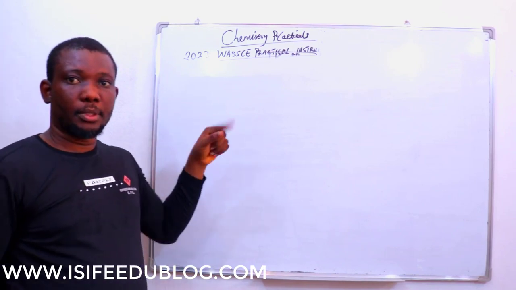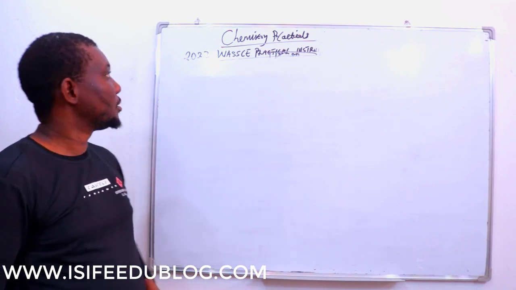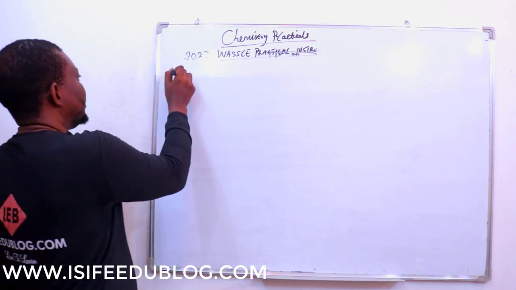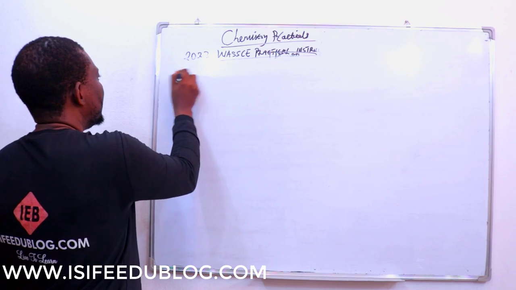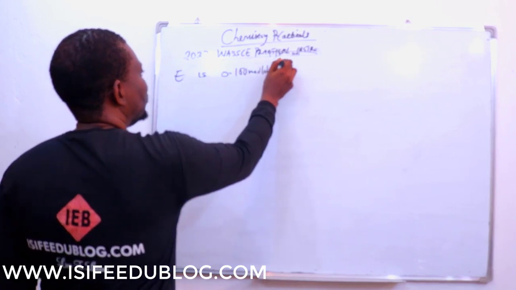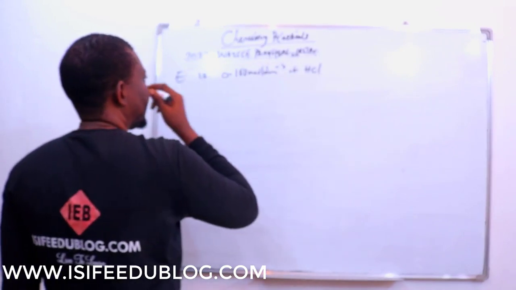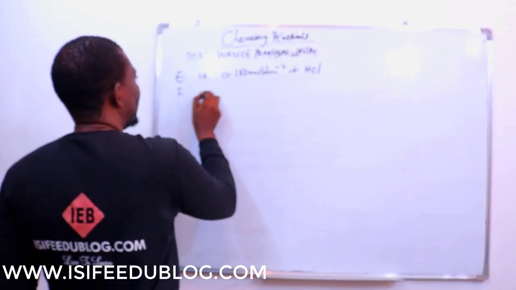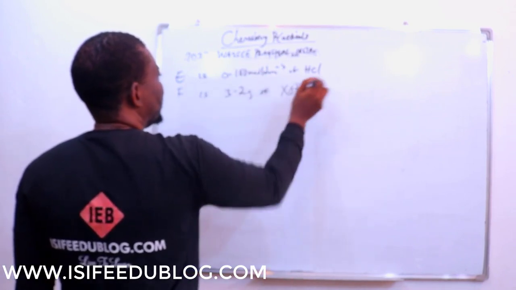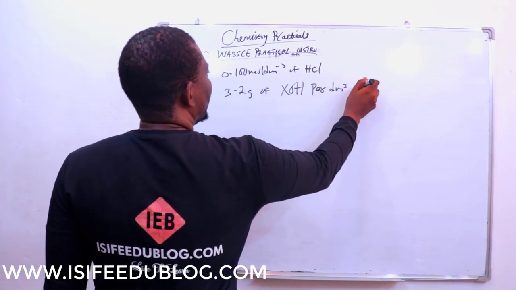What if, that is the third one now, trying to figure out what would be in the mind of these examiners. What if they say that E is 0.100 mole per DMP of HCl, F is 3.2 gram of XOH per DMP of solution.